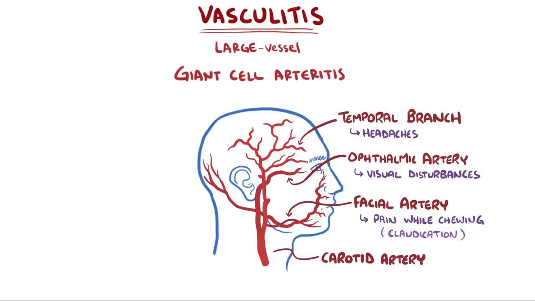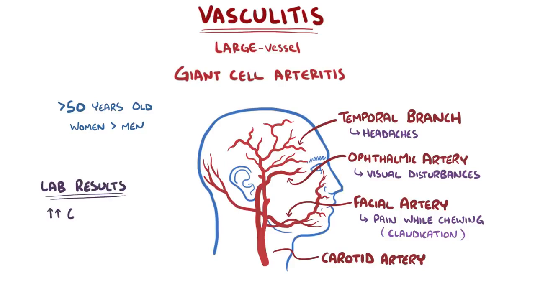Giant cell arteritis affects older individuals, typically more than 50 years old, and women more than men, so a grandmother would be a high-risk group. Classically, this type of vasculitis causes lots of inflammation, and it results in a really high erythrocyte sedimentation rate, or ESR for short, sometimes over 100.